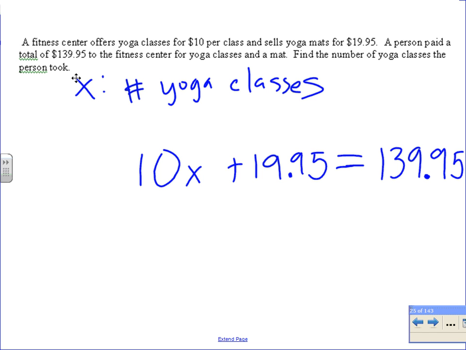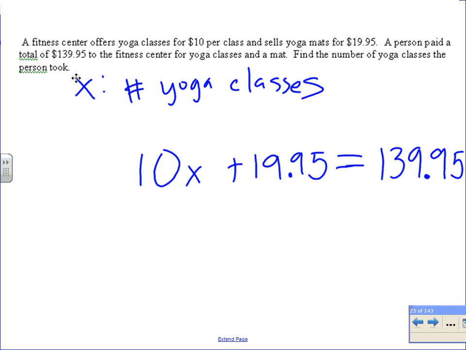Who can tell us why the X goes with the 10 and not the $19.95? So why does the X go here but not here? Annalise? Perfect. This is a one-time deal. You pay for the mat one time, as long as you don't lose it, break it, rip it, whatever. You pay for it once. I have no idea, but it happens. My brother loses things all the time. The X here goes next to the 10 because every time you go to class, you pay $10.